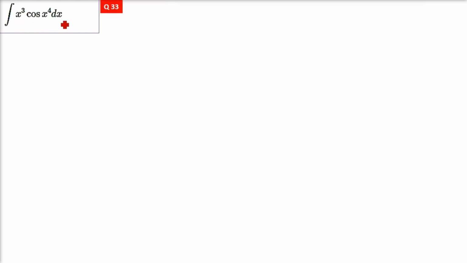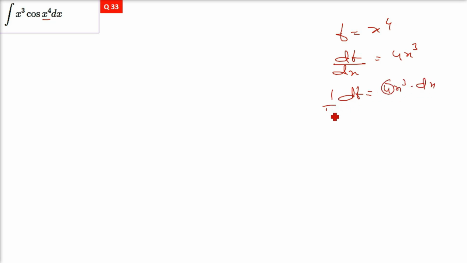Next is x cube cos x raised to the power 4. Now you directly know here that x to the power 4 can give you x to the power 3. So if you place t equals x to the power 4, dt by dx will be 4x cube. So dt will be 4x cube dx. This 4 is in the denominator. So x cube dx is already there, see, it's already there. So the integration will be dt, and x cube dx is dt by 4, so 1 by 4 will come here, and it is cos x to the power 4.